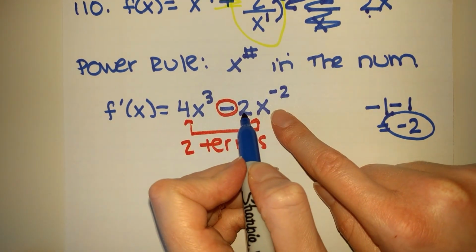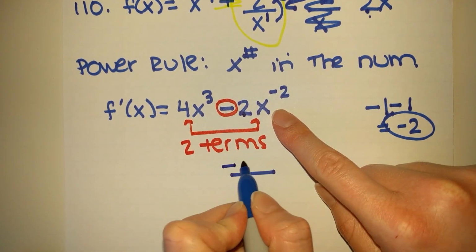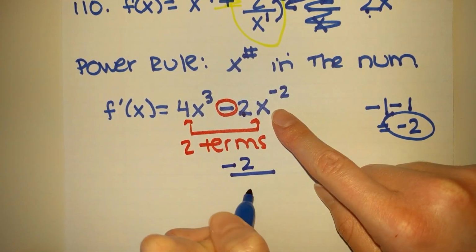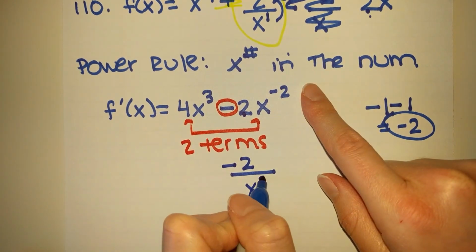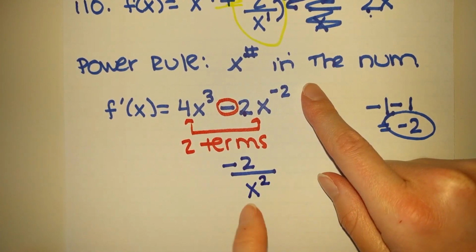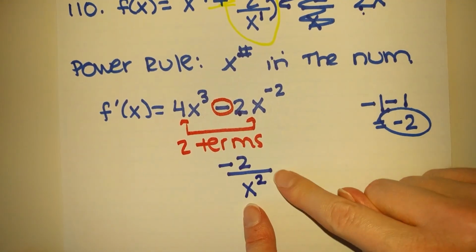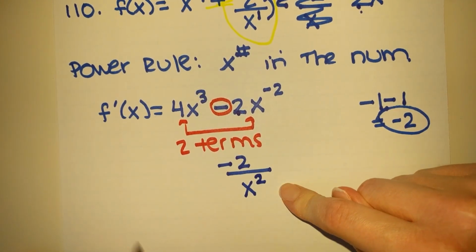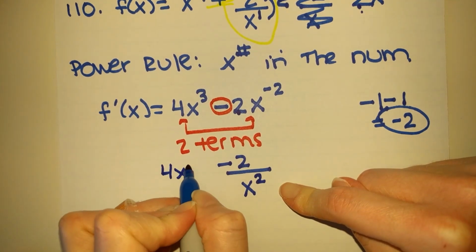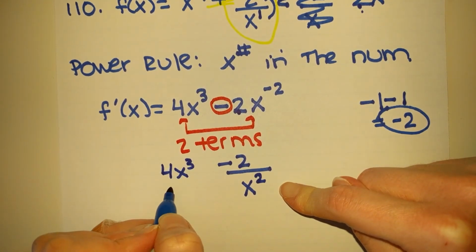Moreover, this 2 does not have a negative exponent. So the negative 2 will stay in the numerator, but the x to the negative 2, that will go down into the denominator and become an x squared. So negative 2x to the negative 2 becomes negative 2 over x squared. And then the 4x cubed, that term remains untouched.